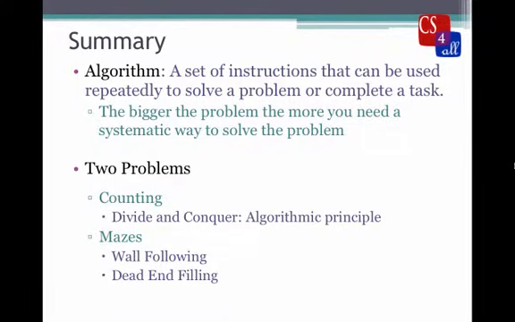So in summary, algorithms are sets of instructions that can be used to repeatedly solve a problem or complete a task. The bigger the problem, the more you need a systematic way to solve it. In this video, we examined 2 types of problems: counting problems, where we learned about the algorithmic principle of divide and conquer, and mazes, where we looked at 2 algorithms: wall following and dead-end filling.